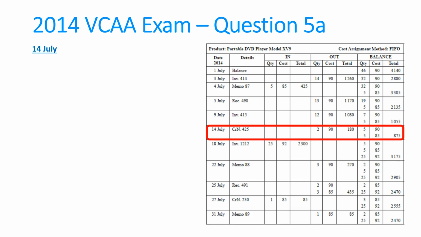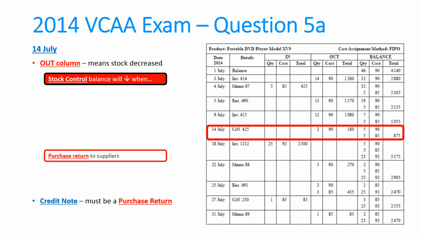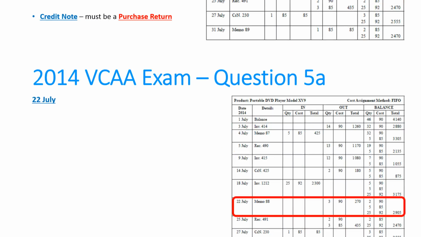On the 14th, it is an out column entry, so that must mean stock's gone down, and that's quite complicated because that could be any of 6 things. So seemingly we need to go through one by one, but there is a bit of a shortcut. What we can see is that under the details column there is a credit note number. It says credit 425. Now the only transaction that can have a credit note must be a purchase return. So we can get rid of all the others and just surmise that that is actually a purchase return.